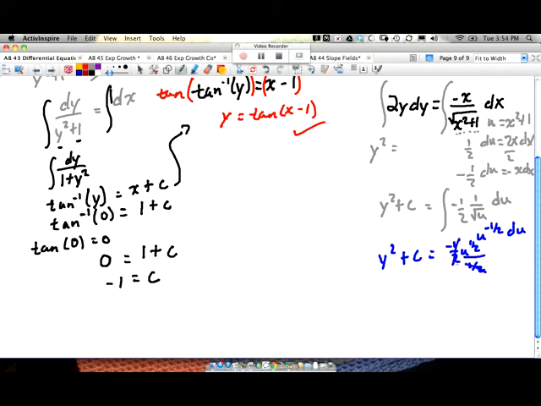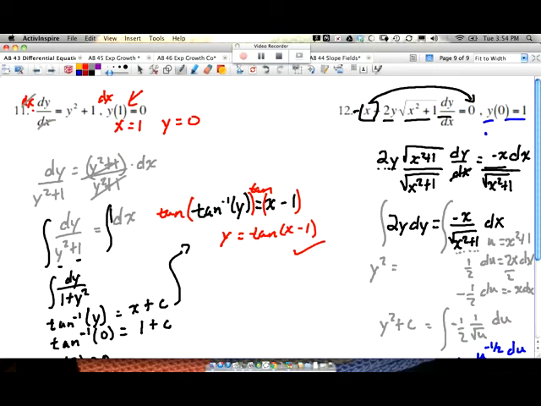Let's do some simplifying here. This 1/2 and this 1/2 would cancel each other. They'd simplify. We'd have y squared plus c equals u to the 1/2. Wait, what's u? That's x squared plus 1. So x squared plus 1 all to the 1/2. So we are nearly done here. We just got one minor detail.